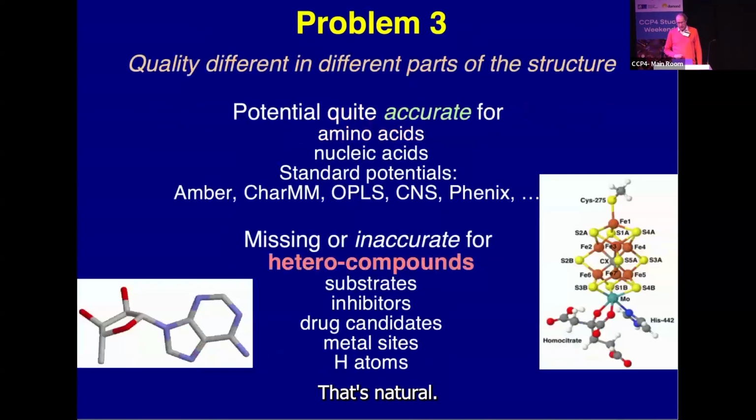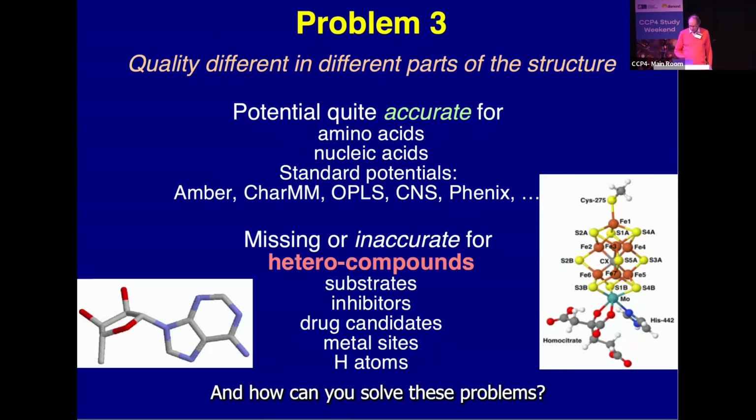That's natural. And perhaps the biggest problem is that the quality of a structure is different at different parts of the structure. For the amino acids, you have a good potential based on lots of statistics of crystal structures. So that part is perfect. But for the interesting part of the system, so for the substrates, inhibitors, drug candidates, or metal sites, or in neutron structures the protons, you have much less information, and therefore the structure is much more inaccurate.